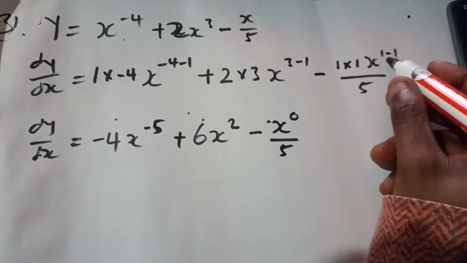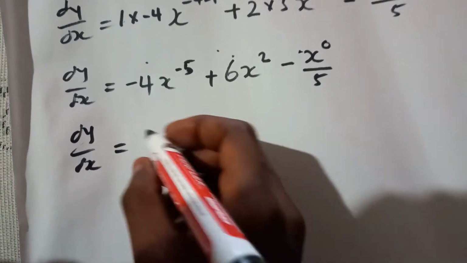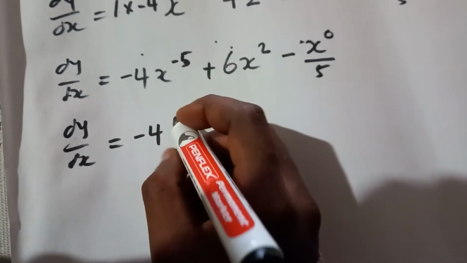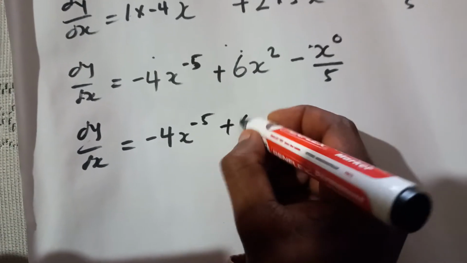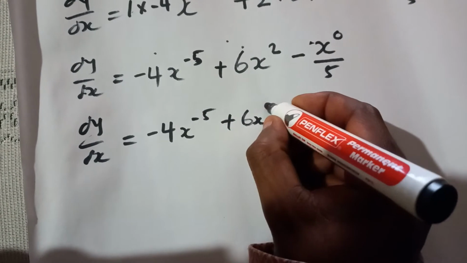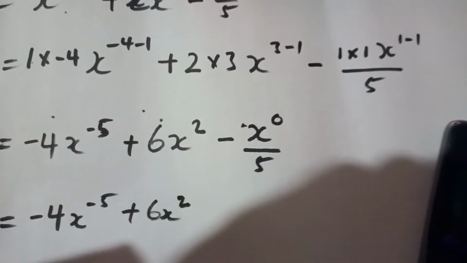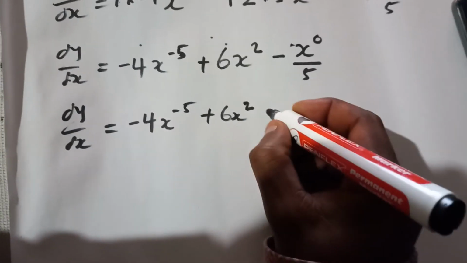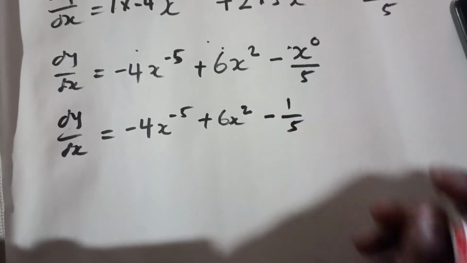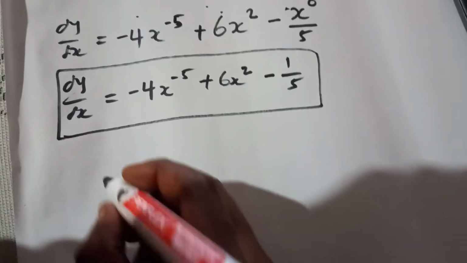1 minus 1 is 0. So dy over dx equals negative 4x to the power of negative 5 plus 6x squared. Any number raised to the power of 0 is 1, so it's 1 over 5. So here is our equation. We are done.